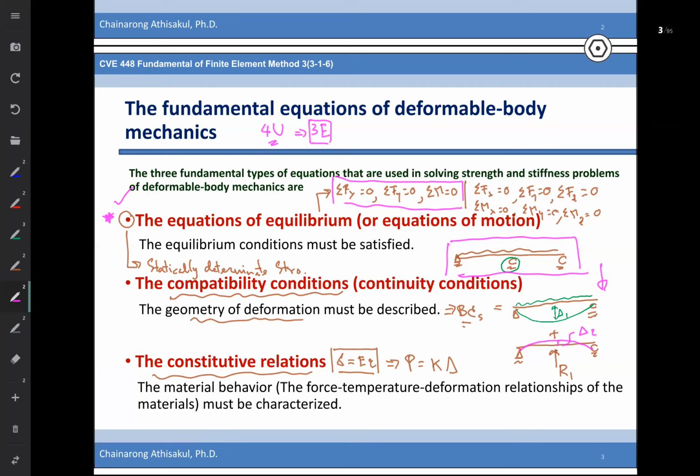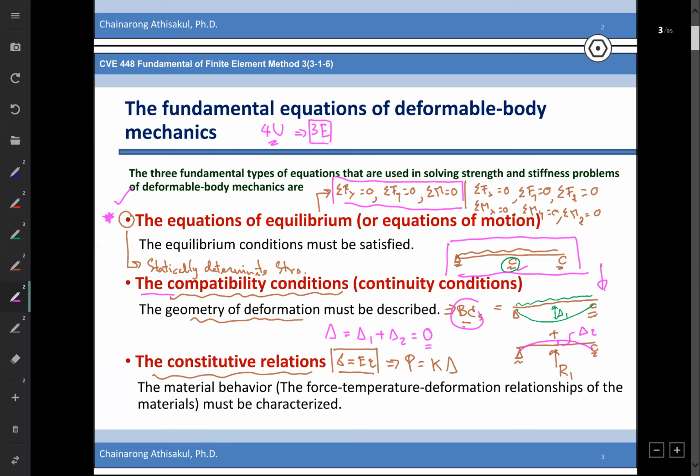So we use the compatibility condition. That is what? That is the boundary condition at this support. So what does it mean? It means that you will have the equation delta equals delta 1 plus delta 2. And it should be 0, right? Because it is the boundary condition. Okay? So according to this step, you have the additional equation to solve the 4th unknown.